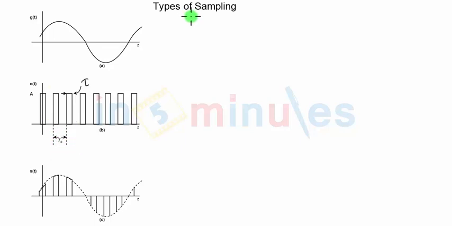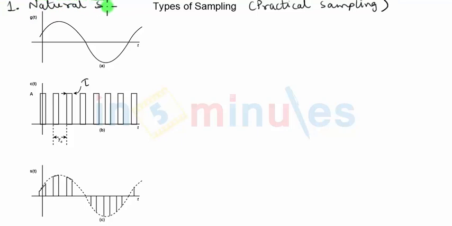There are two types of practical sampling. Before we discuss them, I repeat, what we are discussing right now is practical sampling processes. There are two types. The first one is natural sampling. We will discuss natural sampling first and then go to the second type of practical sampling.